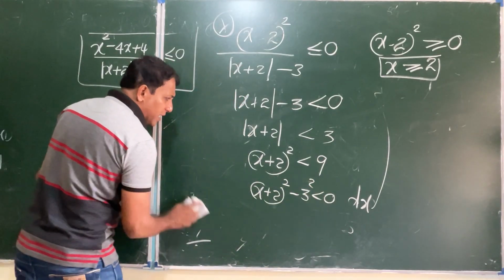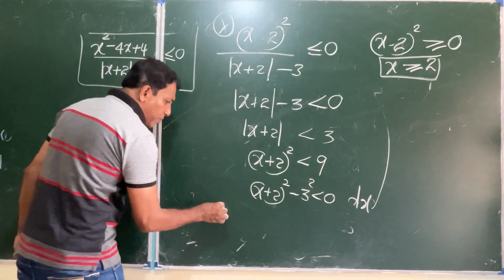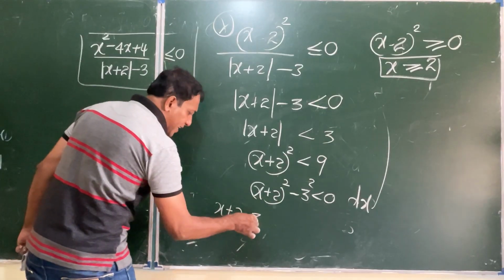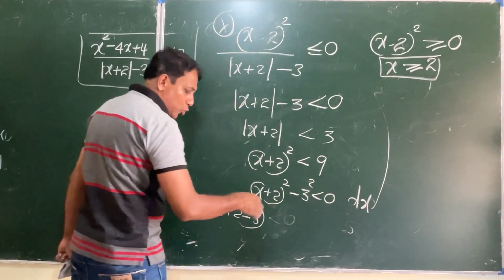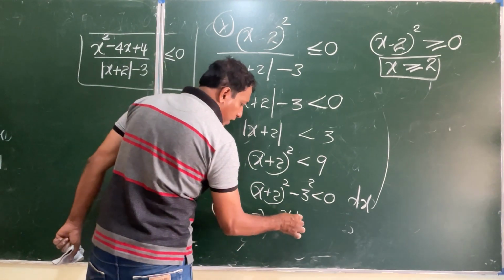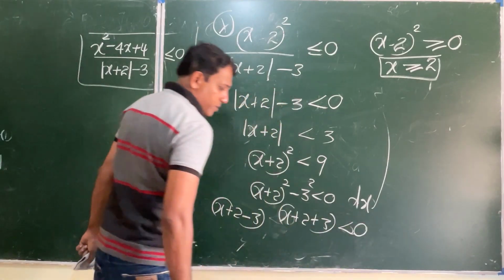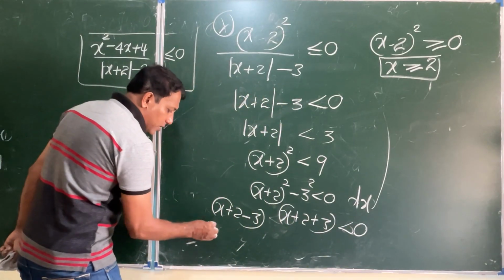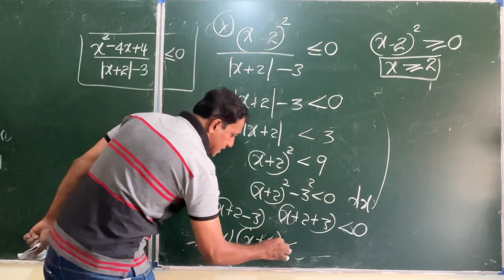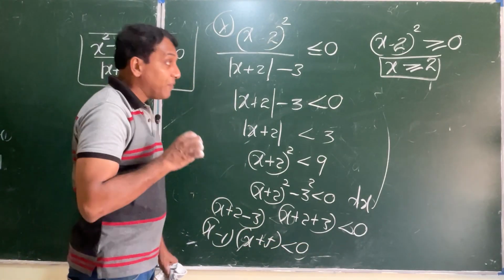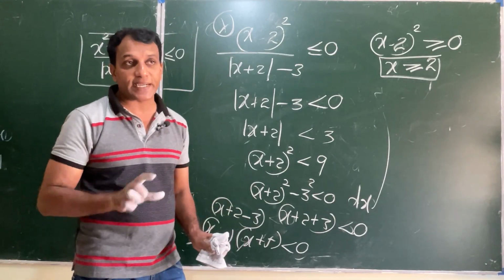Therefore, using a squared minus b squared equals (a minus b)(a plus b), simplify: (x plus 2 minus 3) times (x plus 2 plus 3) less than 0. That is (x minus 1)(x plus 5) less than 0. So this is a revision class problem. You covered all the theories successfully.